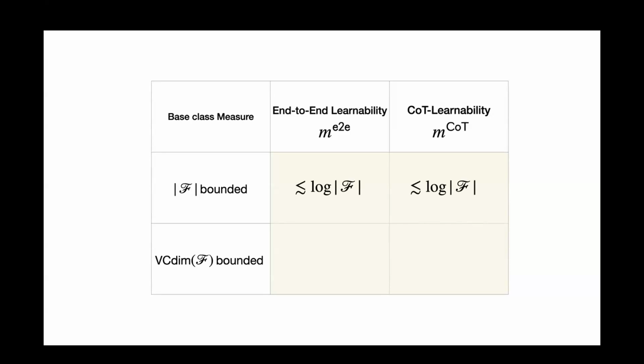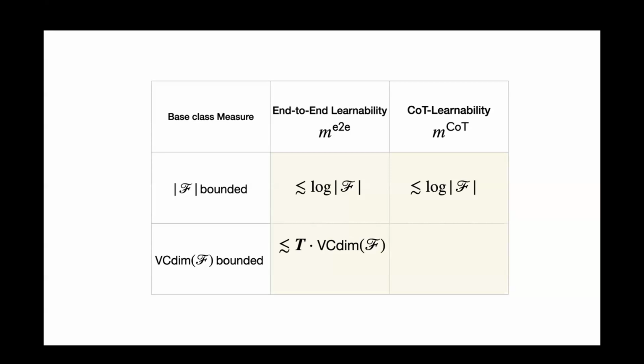But what about VC classes? This is a very restricted class. What if just the VC dimension of my base class is bounded? Can I still learn this class end to end? And the answer is yes. I skipped the growth function argument, but basically you can learn this class end to end with sample complexity t times VC dimension of f.